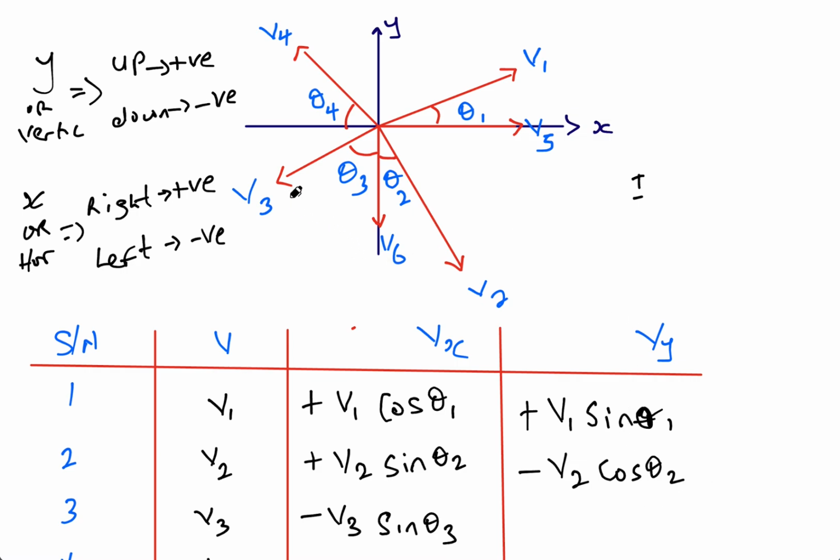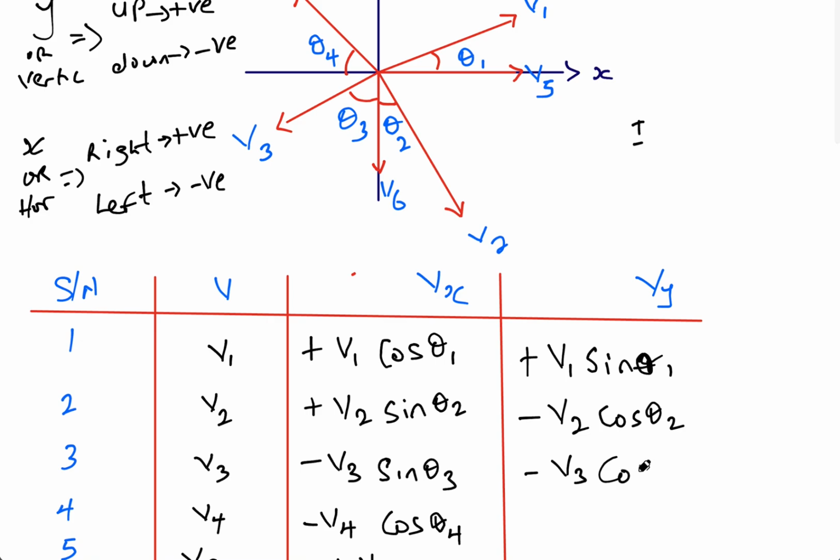Let's proceed. For V3, V3 is still down as well. So it's down, so that will still be negative V3. And then we have the angle theta 3 is made with the y-axis. Therefore, it's going to be cosine theta 3 since I'm still on the y-axis.